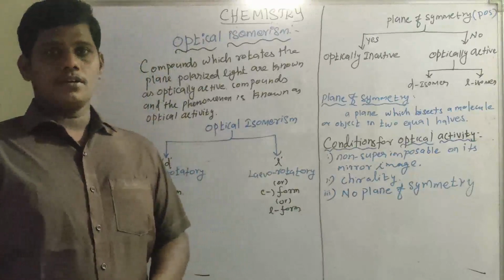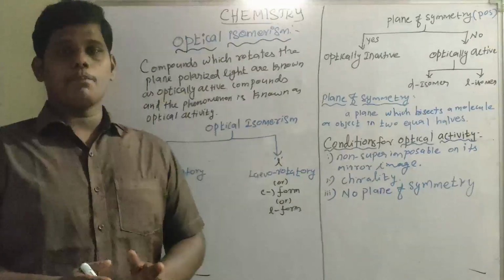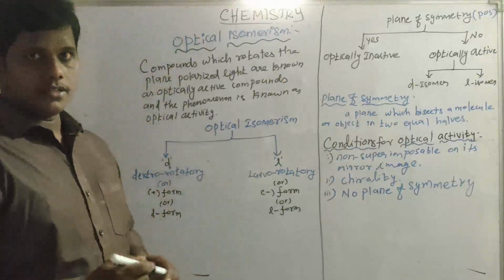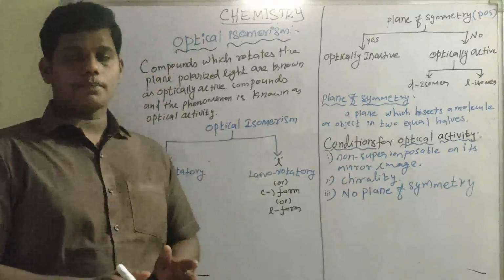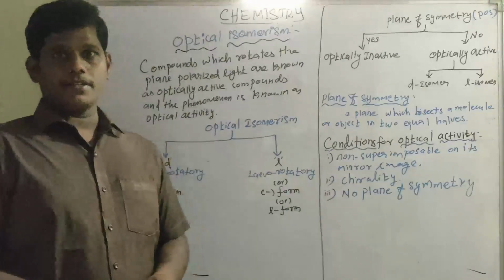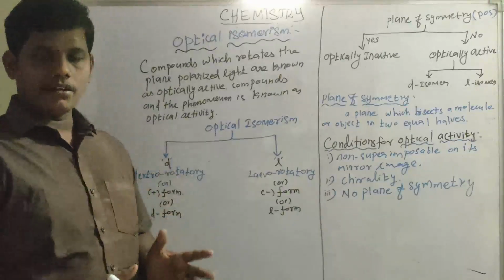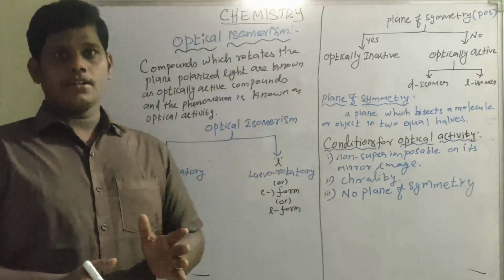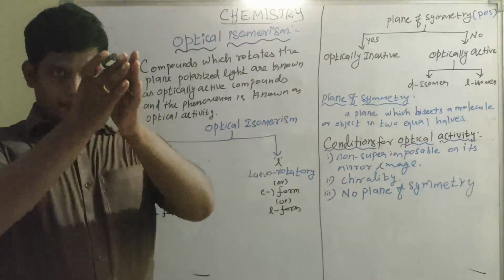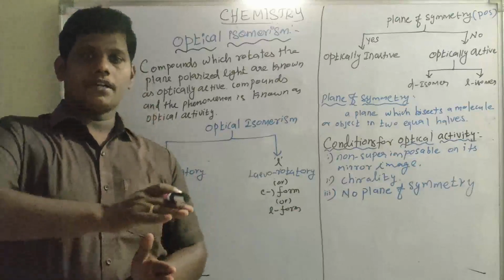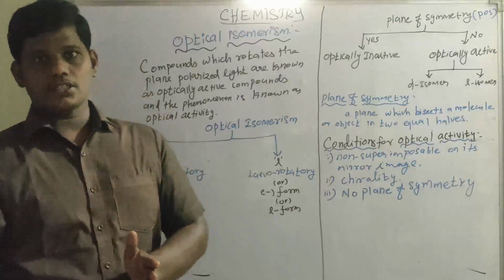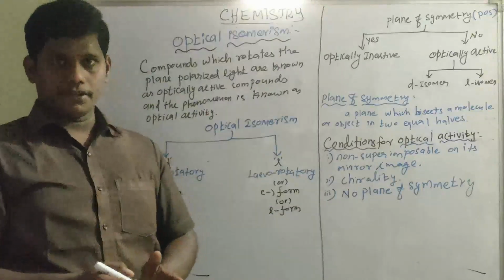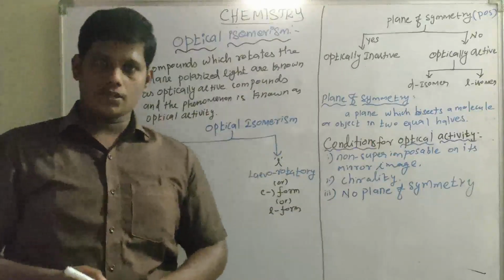Compounds which rotate plane polarized light are known as optically active. This phenomenon is also known as optical isomerism. That means when ordinary light passes through the prism, we get light in only one plane. That plane can rotate to the right hand side direction or the left hand side direction. It is called optical activity. It is called optical isomerism.